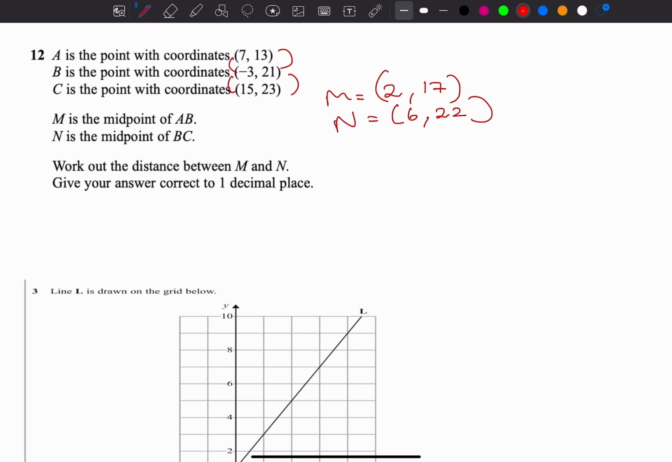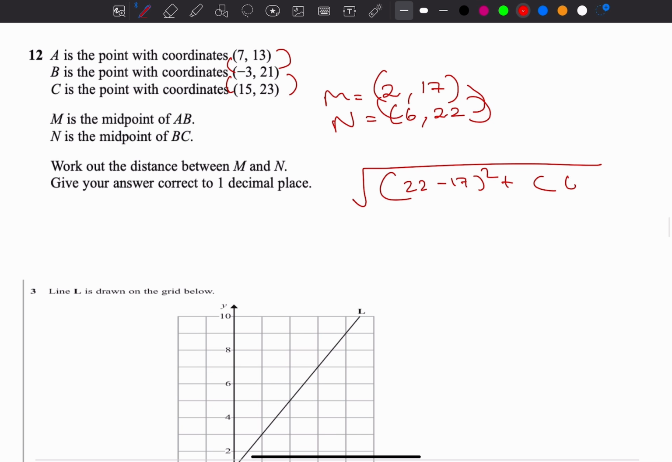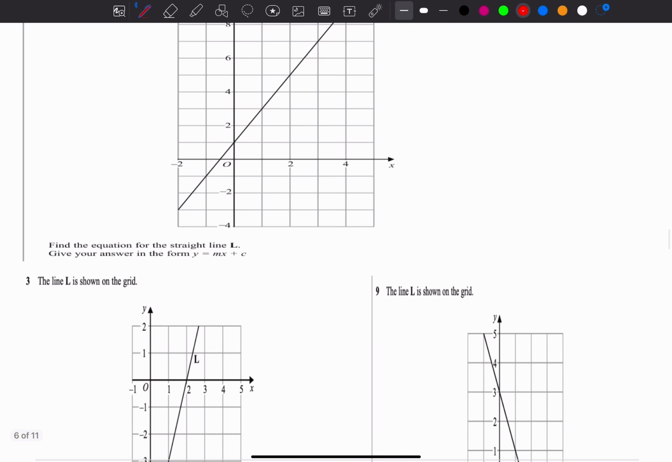And work out the distance between M and N. Okay, distance is square root of y2 minus y1, which is 22 minus 17 squared, plus x2 minus x1, 6 minus 2 squared. Answer to 1 decimal place anyways. Square root of (22 minus 17) squared plus (6 minus 2) squared is root 41, which is 6.4 to 1 decimal place. That's the answer. Okay, next one.